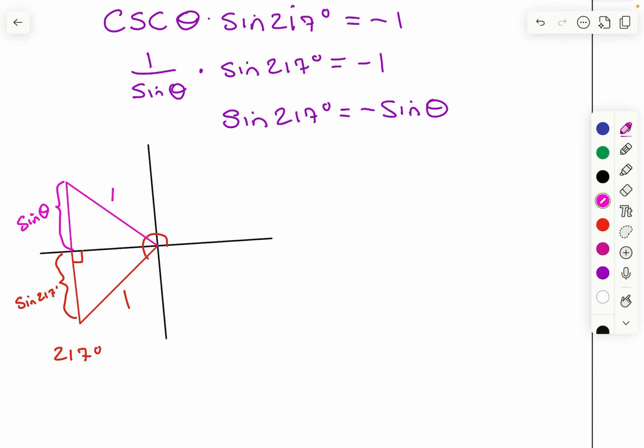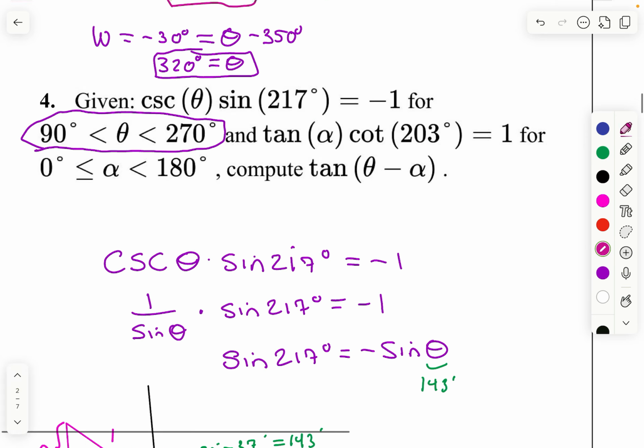But we can learn, if you remember how I rotated 217, I did 180 plus 37. So that must mean this is 37. And that must mean that theta, which is this angle here, is 180 minus 37 degrees, in other words, 143 degrees. So now we know that theta is 143 degrees. And something similar must be happening over here with this relationship. So let's analyze this one here.